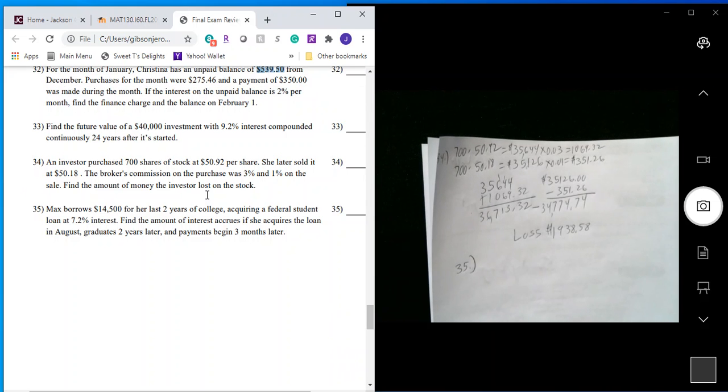It says Max borrows $14,500 for her last 2 years of college, acquiring a federal student loan at 7.2% interest. Find the amount of interest accrued if she acquires the loan in August, graduates 2 years later, and payments begin 3 months later. Okay, so this is what we would need to do. First of all, we need to find out those 3 months that's added on here.